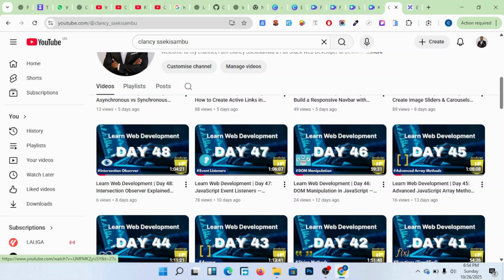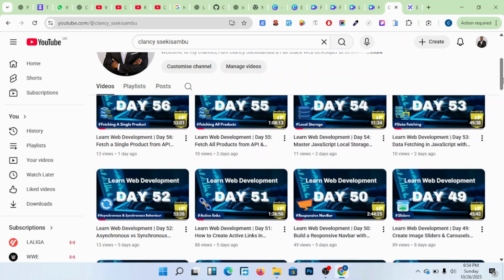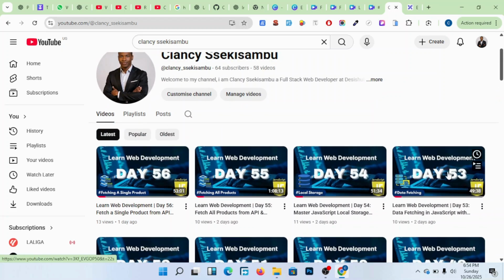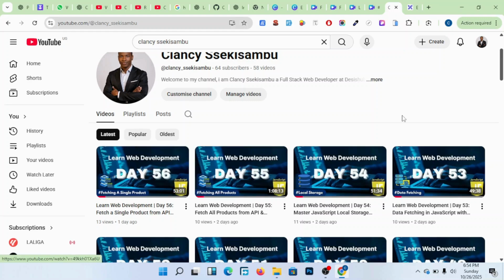This was day 48. Members, right now, I believe with the practice we have done, we cannot fail. There's not a person who is stuck somewhere. We went ahead to look at sliders, responsive navbar, active links, asynchronous and synchronous behavior. We went ahead to look at data fetching. We see here, day 53 data fetching. All this, master this one here, local storage, a fetching API, and even the one we did yesterday.